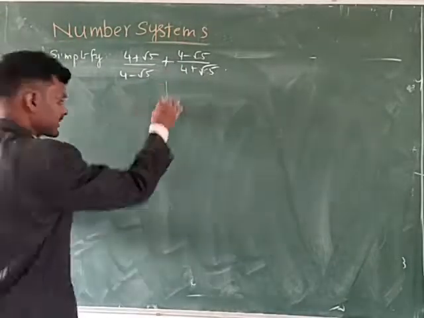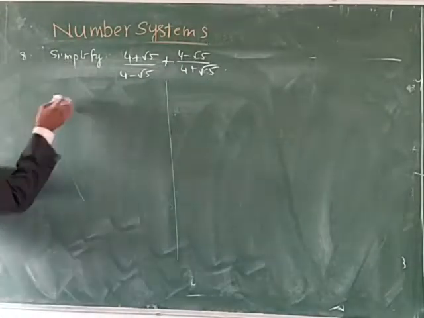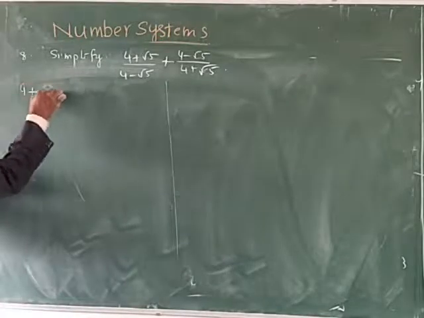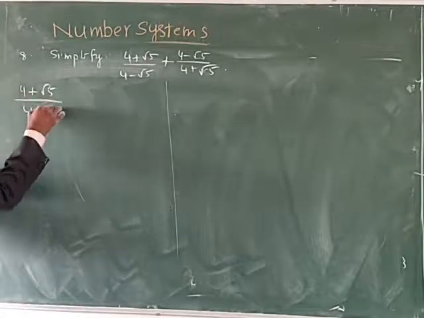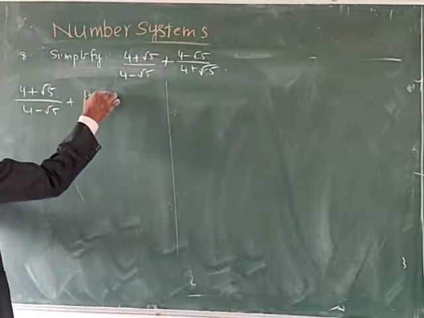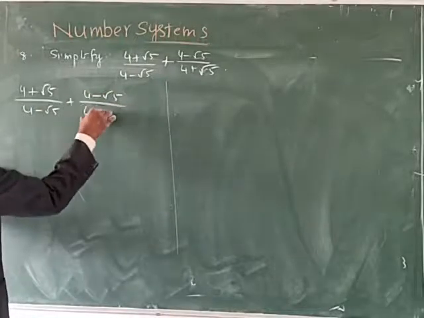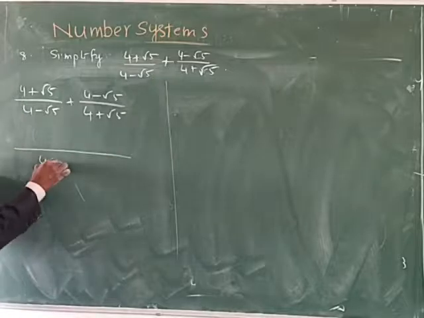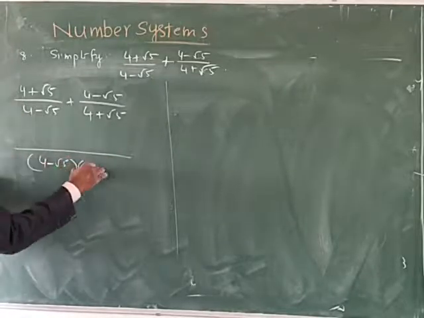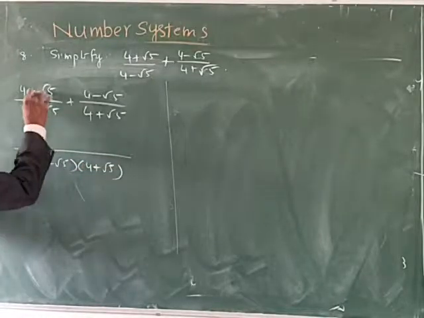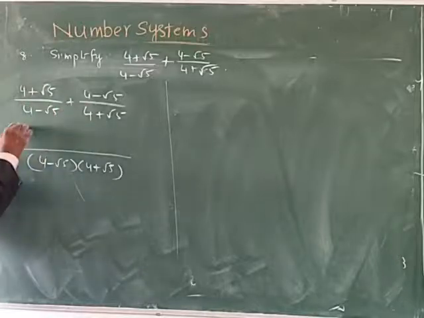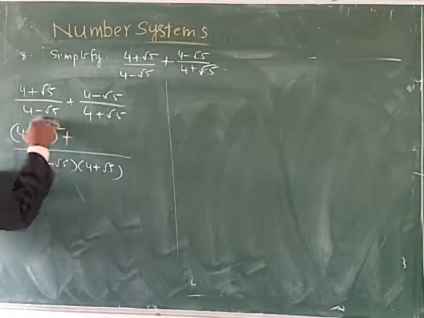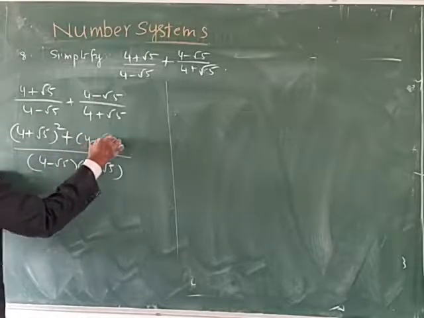First method is you take the LCM of (4 + √5)/(4 − √5) + (4 − √5)/(4 + √5). The LCM is (4 − √5)(4 + √5). Now you cross multiply. Here (4 + √5) whole square plus (4 − √5) whole square.